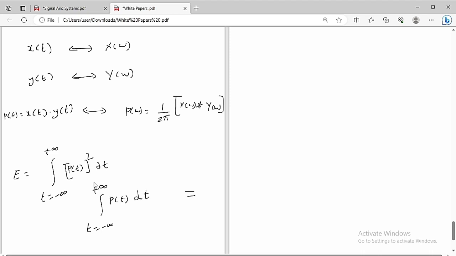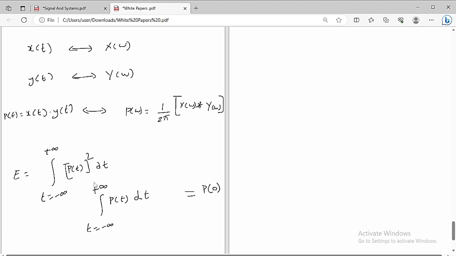What is the meaning of this? Basically, I want to find the area under the signal P of t. Then I know P of 0. P of 0 is going to look like this. What I told you is that if you want to find the area under the signal P of t, then in the case of omega, I have to substitute 0.